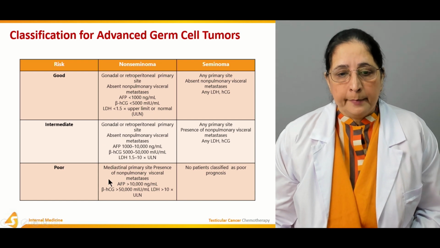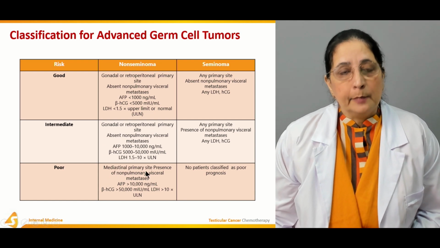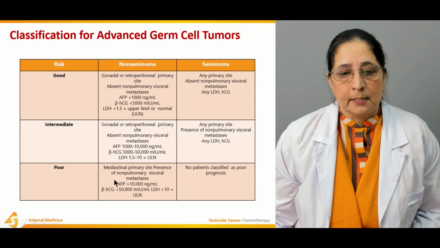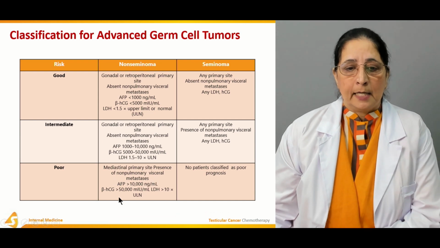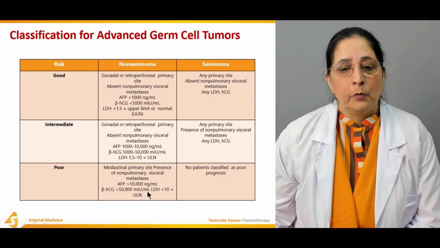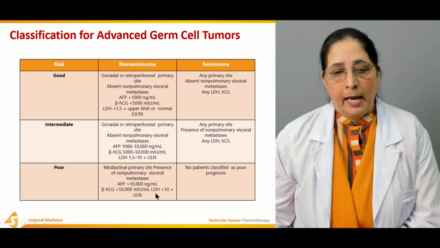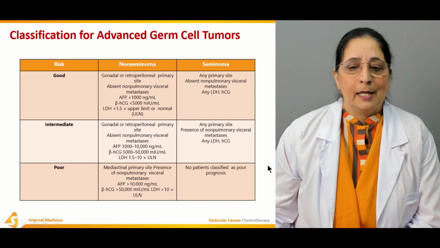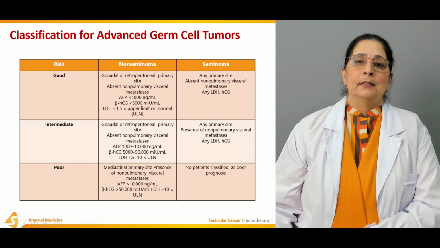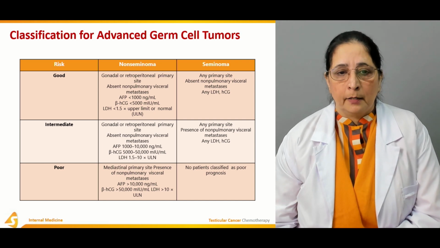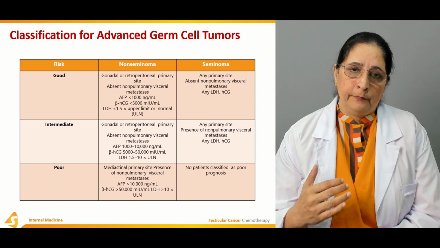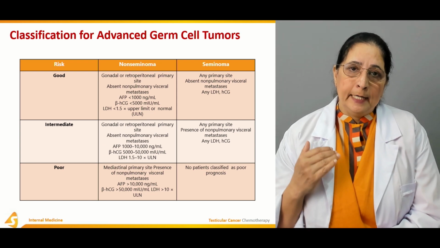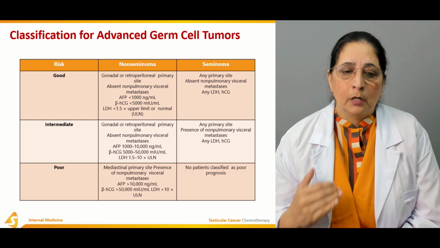In the non-seminomas, we have mediastinal primary site, presence of non-pulmonary visceral metastasis, alpha fetoprotein now more than 10,000, HCG more than 50,000, and LDH more than 10 as the poor classification. So that's again, it's classified into good, intermediate, and poor groups.